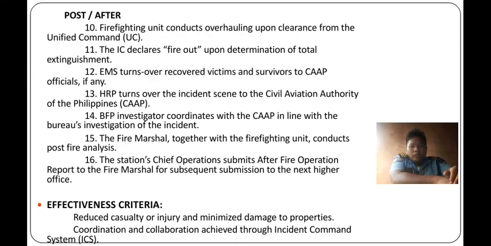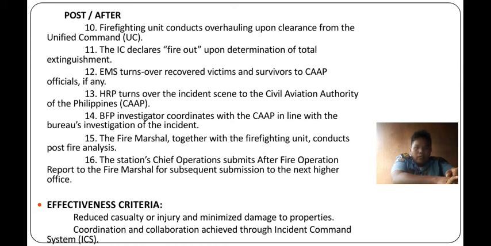Post after. 10. The firefighting unit conducts overhauling upon clearance from the unified command. 11. The IC declares fire out upon the termination of total extinguishment. 12. EMS turns over recorded victims and survivors to CAP officials, if any. 13. HRP turns over the incident scene to the Civil Aviation Authority of the Philippines.